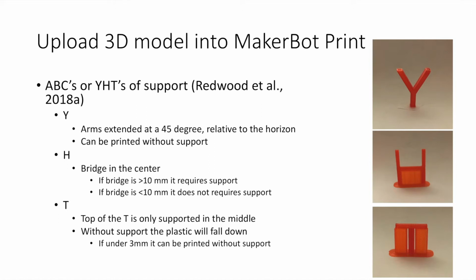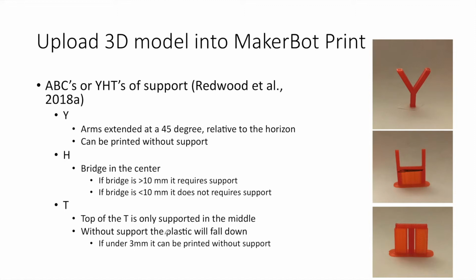To get a better idea of whether or not you need supports, think about the ABCs or the YHTs of support in 3D printing. A Y can be printed without support because it has a 45-degree angle. An H shows a great example of bridging. Now, the general rule is if the bridge is greater than 10 millimeters, it will require support. But if the bridge is less than 10 millimeters, you don't need to worry about support.